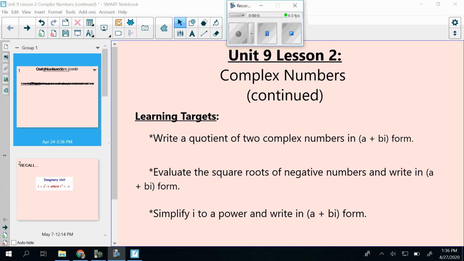Today we're going to continue looking at complex numbers. We want to be able to write a quotient, meaning we're going to be looking at some dividing in complex form, and also be able to evaluate if square roots of negative numbers are involved and write in complex form again, and to also just simplify i to any power.